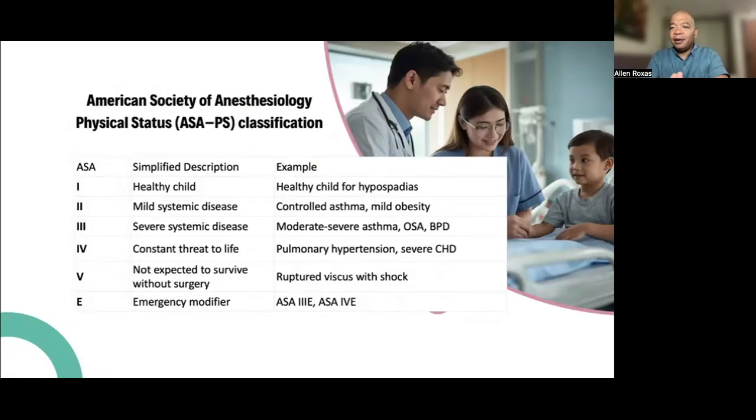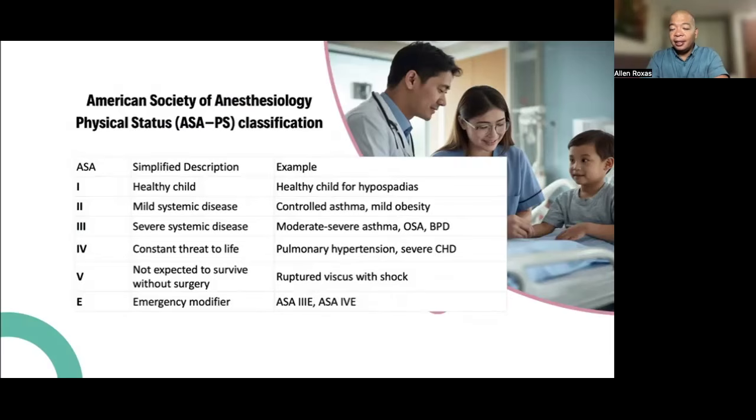The American Society of Anesthesiology has been mentioned earlier. This is one of the oldest and widely used risk assessment tools. As discussed earlier, ASA Class 1 would refer to a healthy or an asymptomatic child. ASA Class 2 is a child with a mild systemic disease.